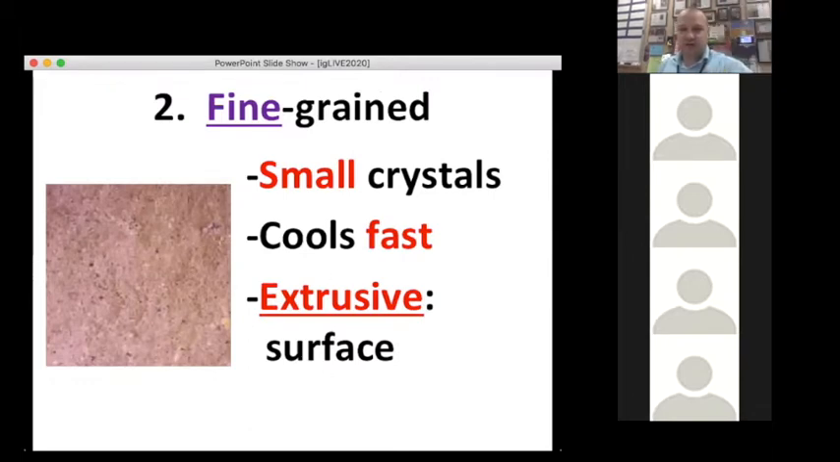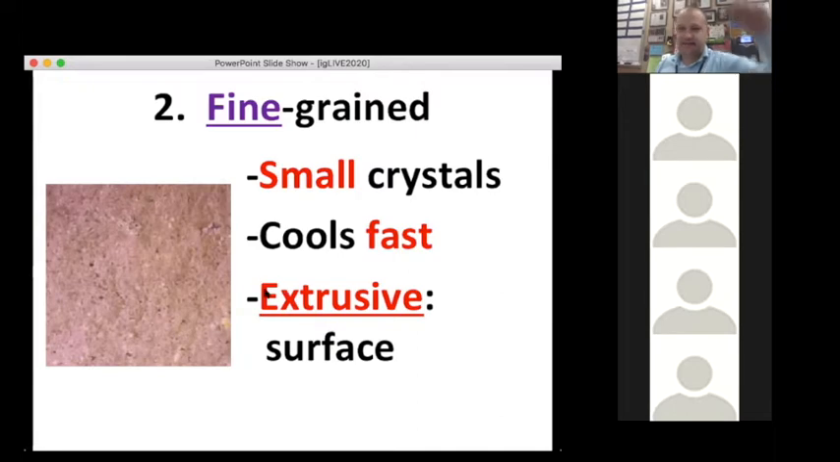Big, small. Fast, slow. Inside the earth, outside the earth. So instead of large crystals, we have small crystals. Instead of cooling slow, these cool fast. They're going from very hot to very cold. And they occur outside of the earth, the surface, lava. Instead of intrusive, we call this extrusive.